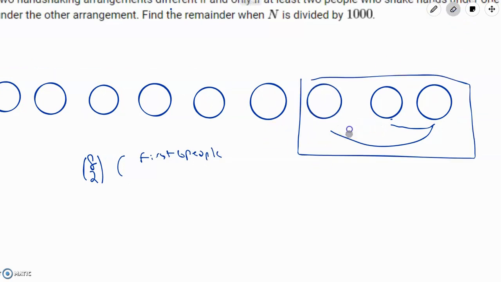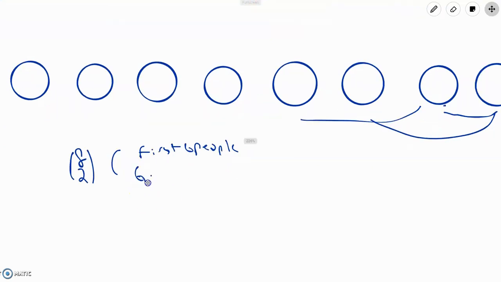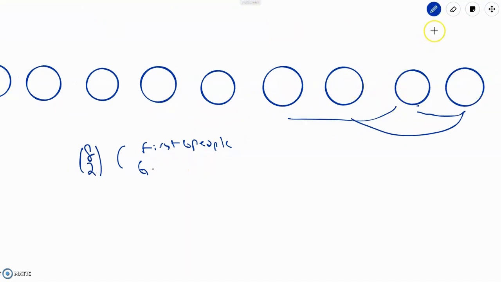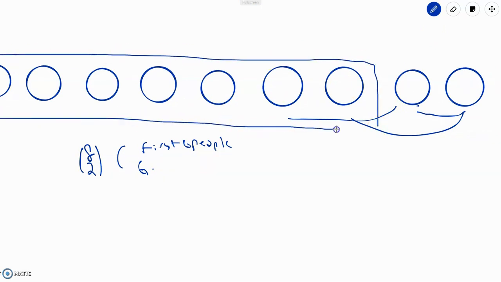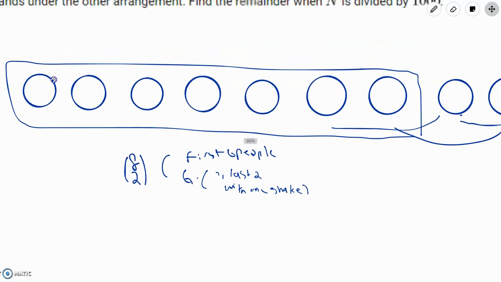But if person 8 doesn't shake with person 7, if he shakes with someone in this first 6, I'll just assume he shakes with person 6 and I'll multiply by 6 later. Then the number of ways that this can happen is, now that 8 is satisfied, we essentially have a state of 7 people with the last two with 1 shake. Right? Because these last 2 people over here, they only have 1 shake remaining since they shook with someone else outside of this sort of bubble.